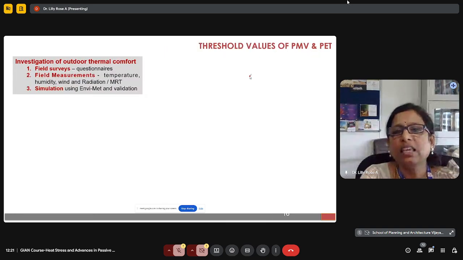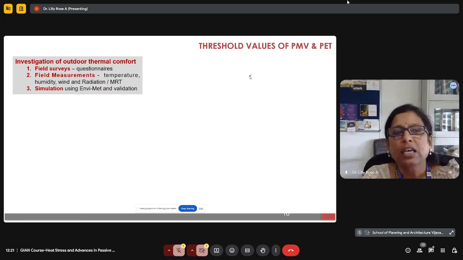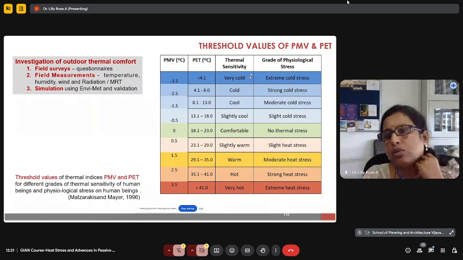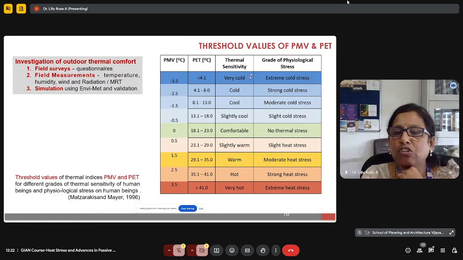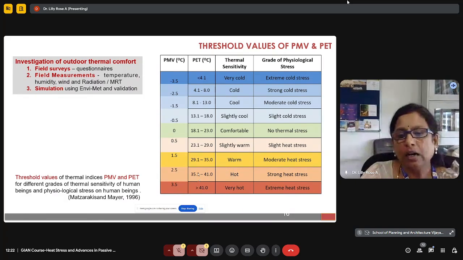So basically, on these outdoor thermal comfort studies, there are a lot of studies that have been done in terms of field surveys, field measurements and simulation, which we have seen in all these four days. Here, these are the threshold values. So, how do we feel? Because the thermal sensation analysis indoors differs from that of outdoors. Here you can see the standard threshold values defined by Matzarakis.